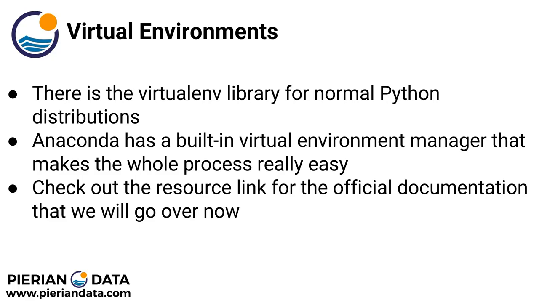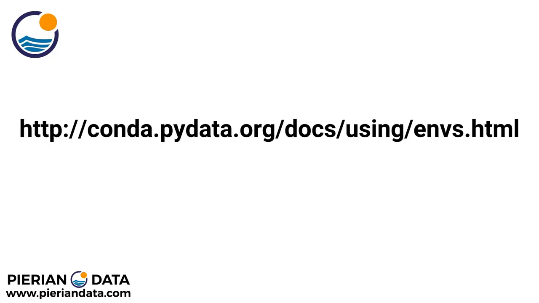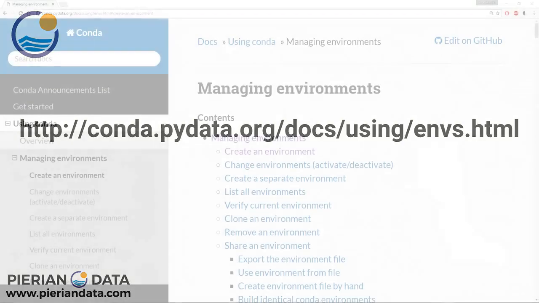You can go ahead and check out the resource link for the official documentation that we're going to go over now. So go ahead and check out the resource link, which will take you to this URL, or if you want, you can manually type it in. We're just going to the official Conda PyData documentation where we talk about using environments. You can just click on the resource link if you don't want to type this entire URL path in your browser. I'm going to go ahead and jump to my browser now, explore the documentation a little bit, and show you how you can use it at your command prompt. Let's go ahead and jump to that now.